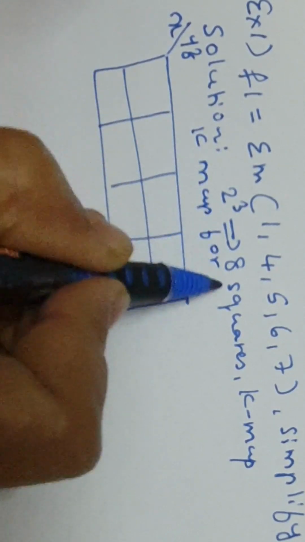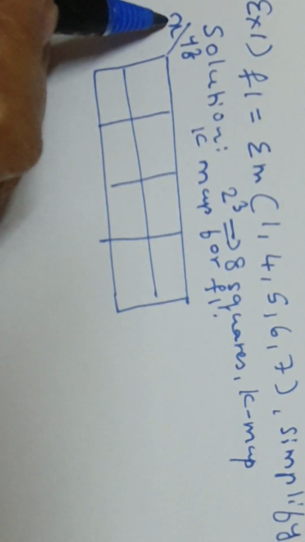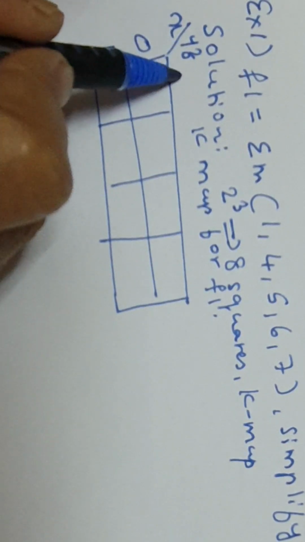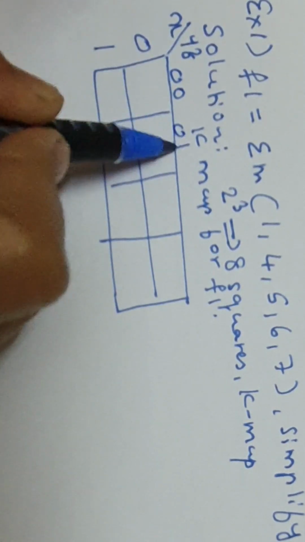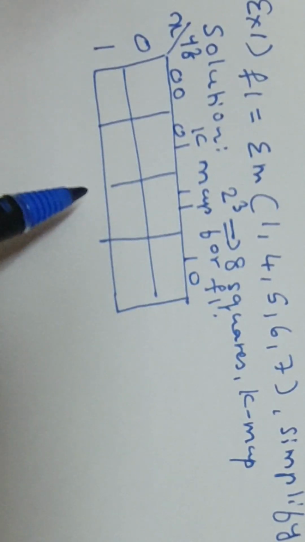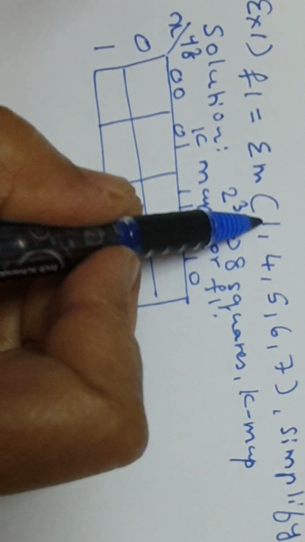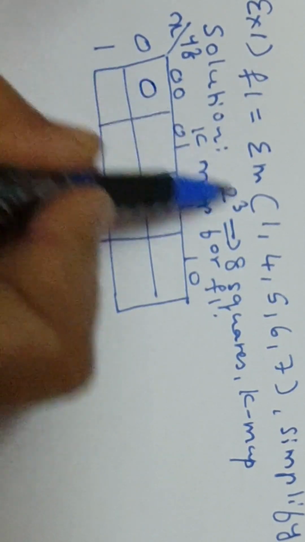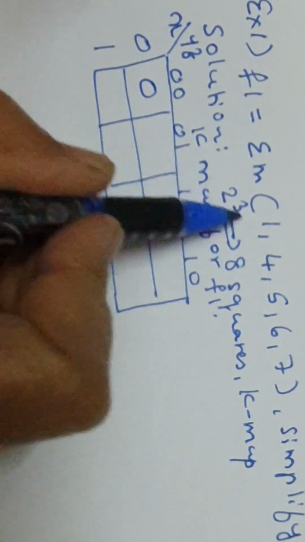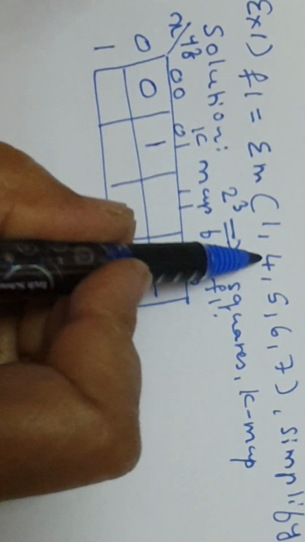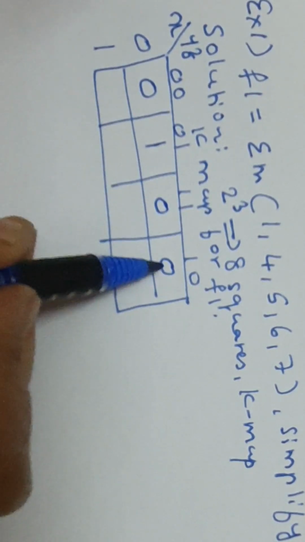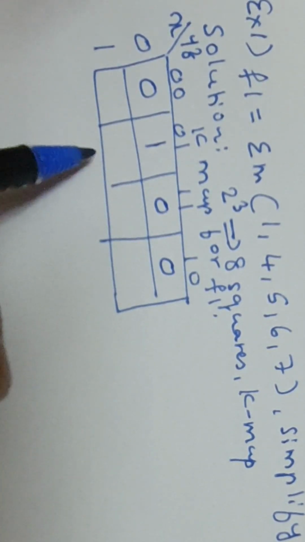K-map for f1. So x can have 0 value or 1 value. Y, z, these two variables can have combinations 00, 01, 11, 10. Then in the Boolean expression, 1 is present. This is minterm 1. This is the m0 place. It is not there in the given Boolean function. 0 is not there, 1 is there. So this is the m1 place. We'll put 1 there. 2 is not there, 3 is not there. So this is the m2 place and this is the m3 place. We will put 0.